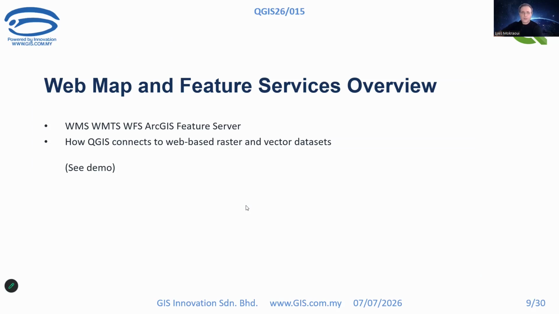Okay, so web map and feature services overview. We have spoken about WMS, WMTS, WFS, ArcGIS feature server. Now, how QGIS connects to web-based raster and vector datasets. We are going to see that in demos later on, so you have a better idea instead of just talking about the theory.